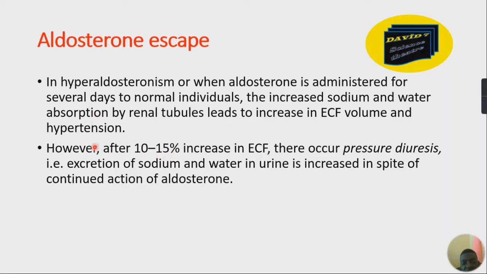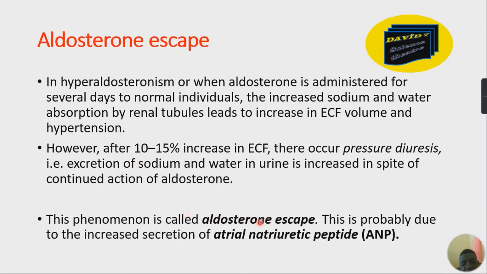So even though there is high aldosterone in blood, when the rise goes beyond 15%, there will not be more reabsorption. There will be excretion of sodium and water, which is the reverse of what aldosterone is meant to do. So this phenomenon is what we call aldosterone escape, and it is probably caused by secretion of natriuretic peptide ANP from the heart of the human being, from the heart.